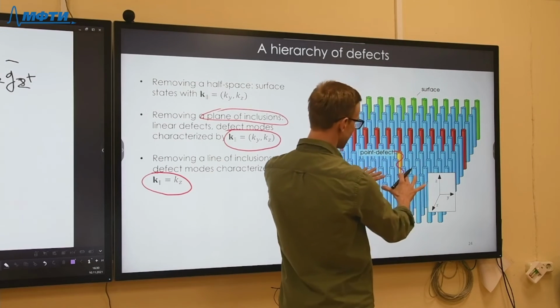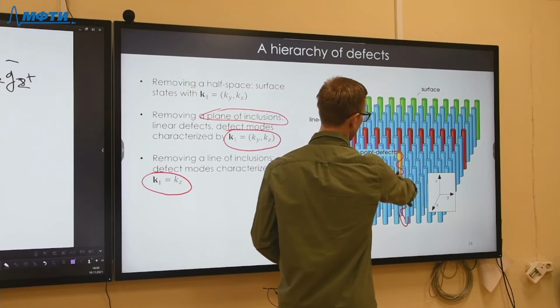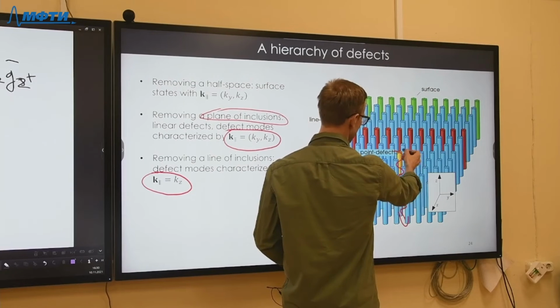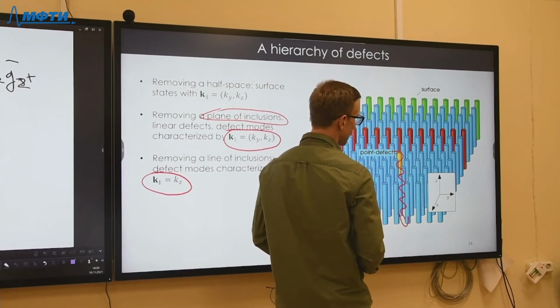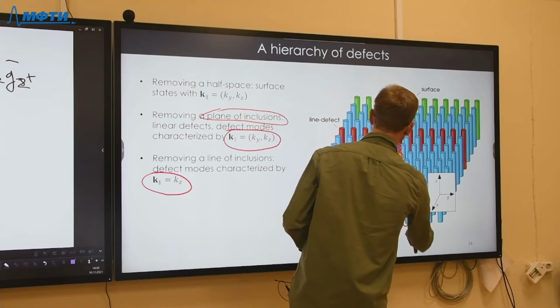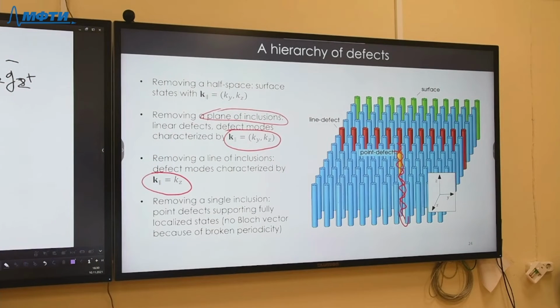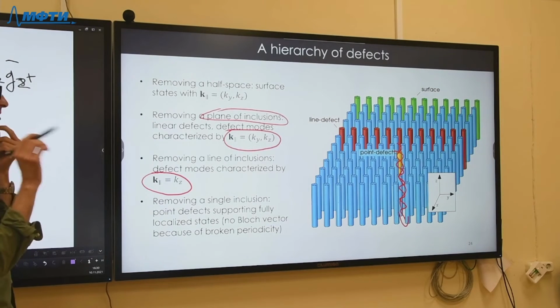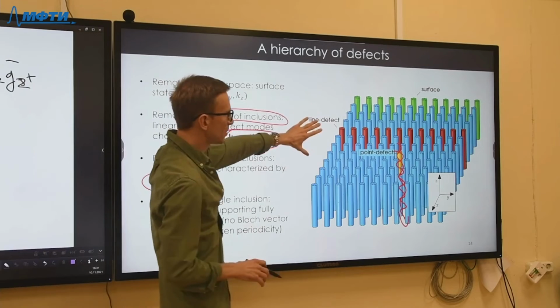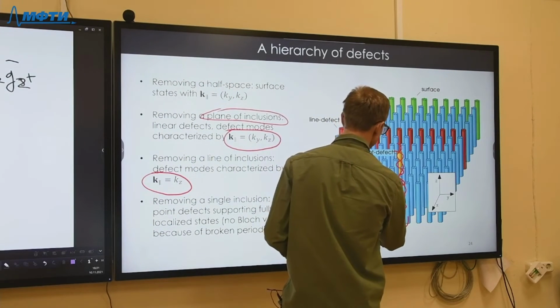It can stand still, it can have zero wave vector, or it can propagate along that defect, which, for example, can be represented by a missing rod or by a slightly enlarged rod. There will be a mode propagating along this defect. And finally, if we are dealing with a truly three-dimensional photonic crystal, we can remove only a single site, a single inclusion. So imagine that was a 3D crystal formed by spheres. We can remove a single sphere from here.